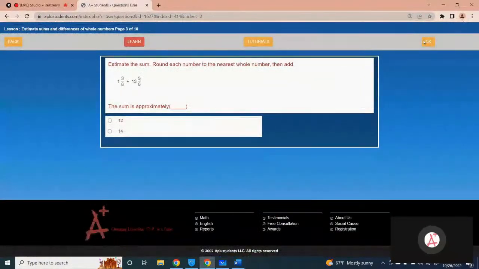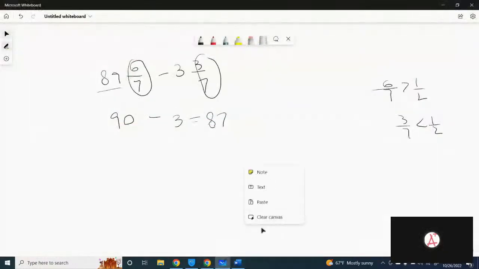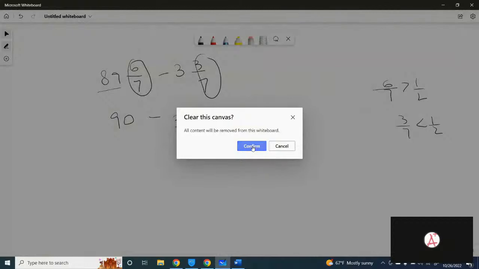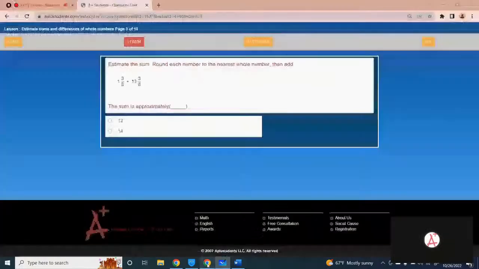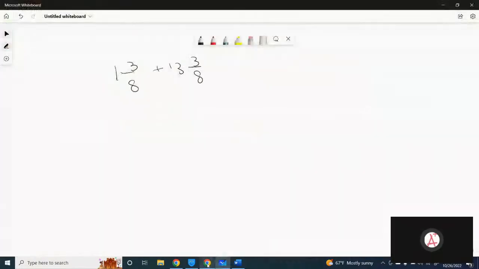Okay, the next one is 1 whole 3 by 8 plus 13 whole 3 by 8. So first you have to round off the fractions and then you have to add them. Got it? 1 whole 3 by 8 and 13 whole 3 by 8. Let me just confirm. Yes. So you just look at their fractional part, 3 by 8 and 3 by 8. 3 by 8 is less than 1 over 2. Got it? That means you round down and keep the same digit, the 1.